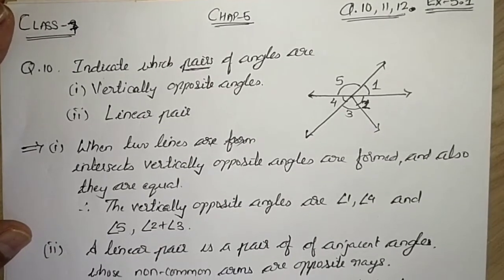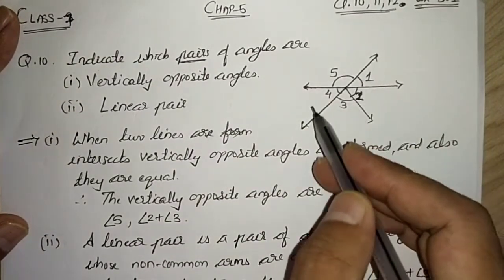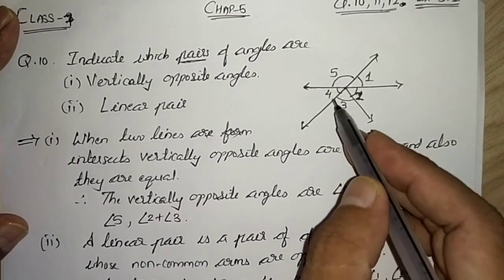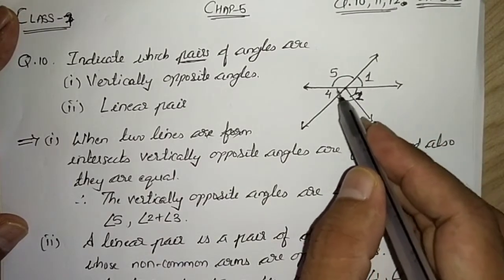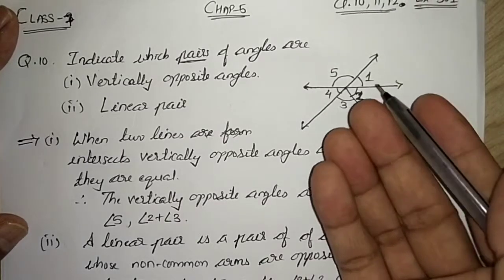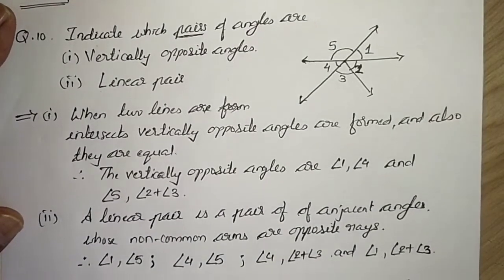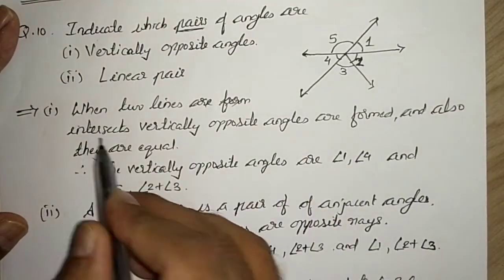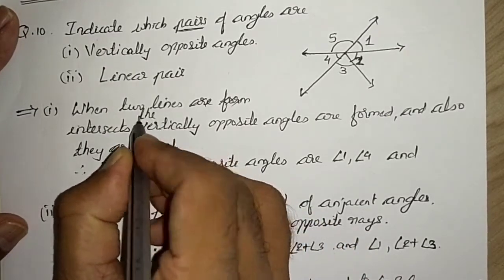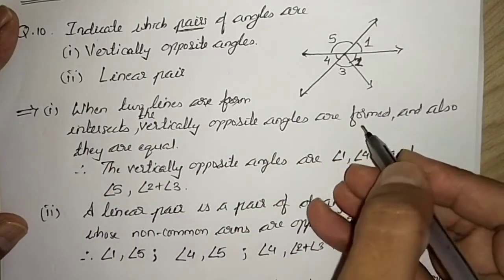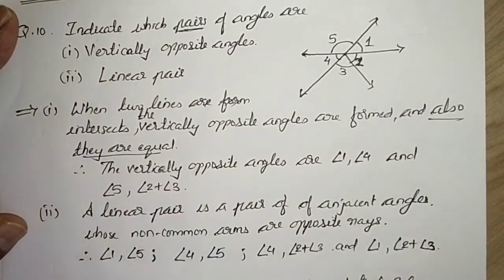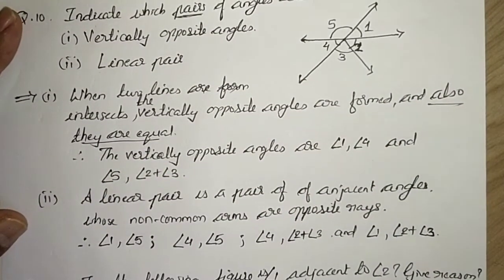And what is the definition for vertically opposite angle? When two lines intersect, here you can see one line and two line intersects, they form vertically opposite angles. So 1 is opposite of 4 and 5 is opposite of 2 and 3 together. So this is the definition of vertically opposite angle. So we will write like this: when two lines intersect, the vertically opposite angles are formed and they are equal. This is not necessary right now, but it is part of the definition, so I must say.